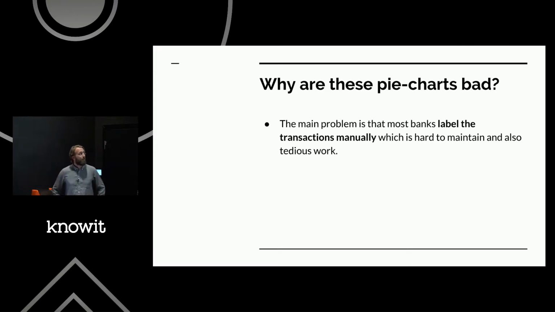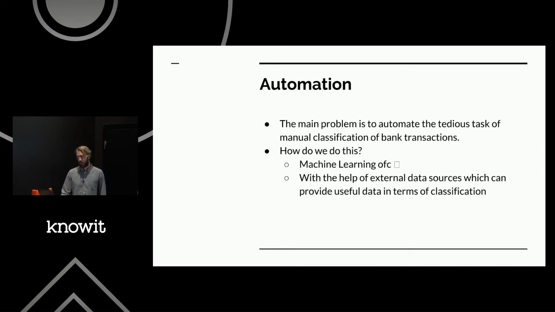So first of all, why are these pie charts so bad? In my experience, it's usually because the banks label the transactions manually. Like if it's Kiwi 100 kroner, then it should be groceries, but if it's something that nobody has ever labeled, some coffee shop nobody knows the name of, then it's most likely just going to be placed in the other category. So the solution to this could be, or should be, automation.